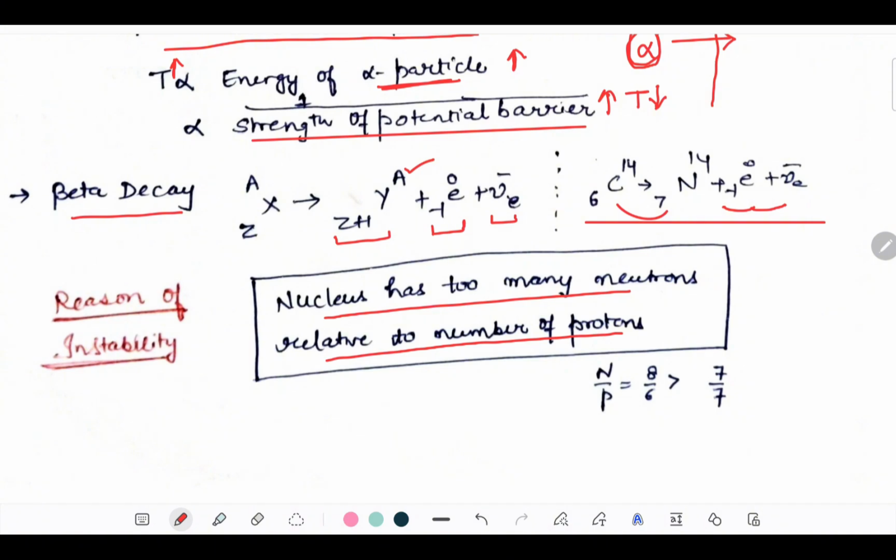We can also check the instability by taking the ratio of the number of neutrons and the number of protons. The number of neutrons in the case of carbon is 8 and the number of protons is 6. But in the case of nitrogen, the number of neutrons and protons are the same, so their ratio is 1. Because C-14 is unstable, it tends to become stable by beta decay and converts into nitrogen.